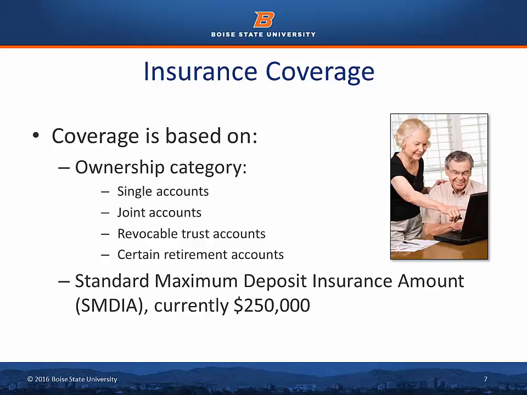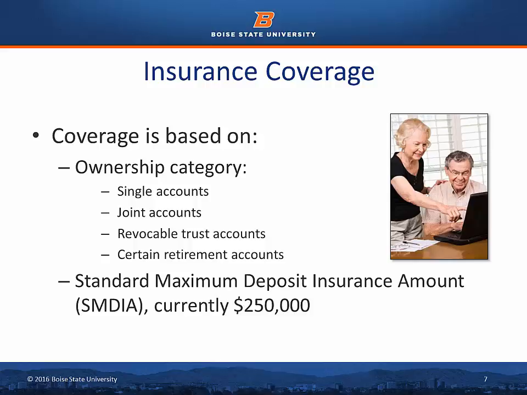Deposit insurance coverage is based on a depositor's ability to meet the specific requirements for an ownership category. The most common account ownership categories for individual and family deposits are single accounts, joint accounts, revocable trust accounts, and certain retirement accounts. Each ownership category has different requirements, and the potential amount of insurance coverage for each category is based on the standard maximum deposit insurance amount, the SMDIA.